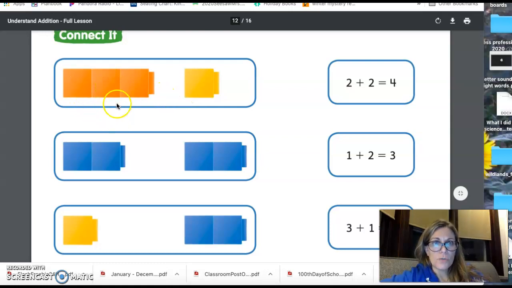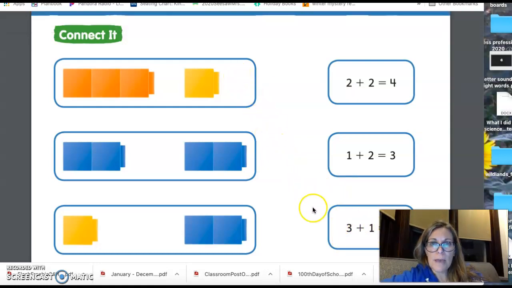1, 2, 3, 4. So which one of these sentences shows me 3? 1, 2, 3 plus 1. Which one shows me 3 plus 1? No. 3 plus 1? No. 3 plus 1 equals 4. Yes, so draw a line and make a match.